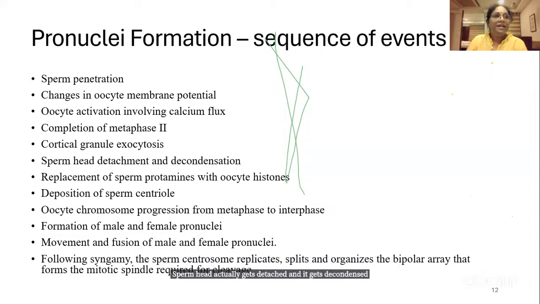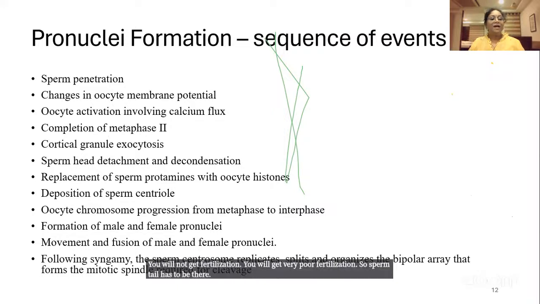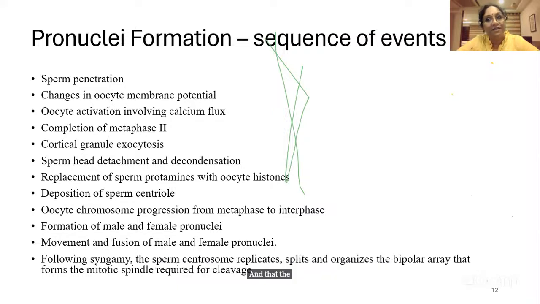Many people, when they are talking about immobilization of sperm, I have heard them saying cutting the sperm head from the tail. Actually, when we immobilize sperm for ICSI, we never cut it off. The tail has to be there. In fact, it is shown that without the tail, if you just inject the head alone, you will not get fertilization. You will get very poor fertilization. So the sperm tail has to be there, and the head gets detached inside the ooplasm.